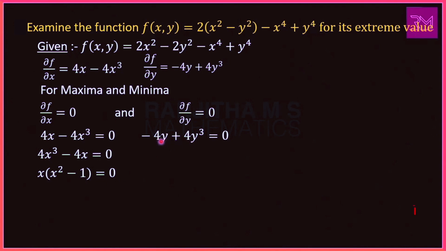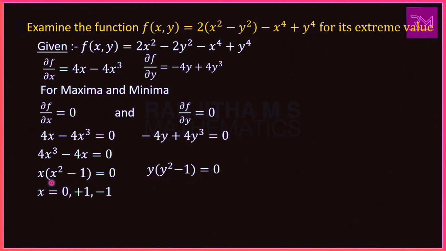In a similar way, here if we take 4 to the right hand side and if we take y as common, that becomes y(y² − 1) = 0. If we take 4 as common, that goes to the right hand side, it becomes y³ − y = 0. If we take y as common, we get y(y² − 1) = 0.